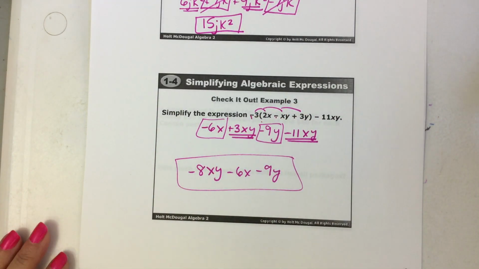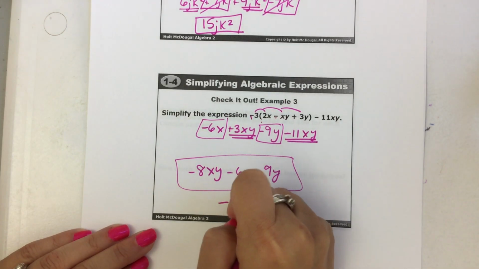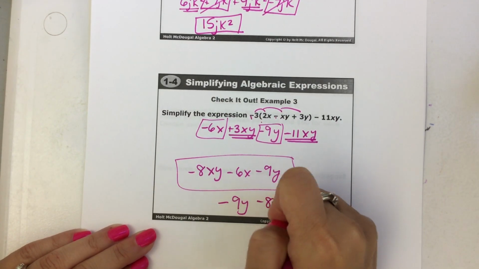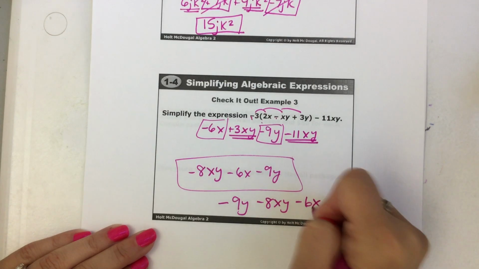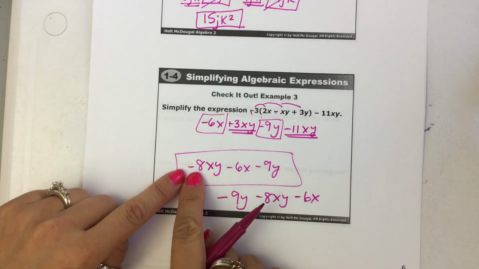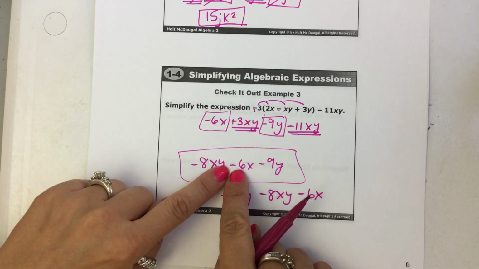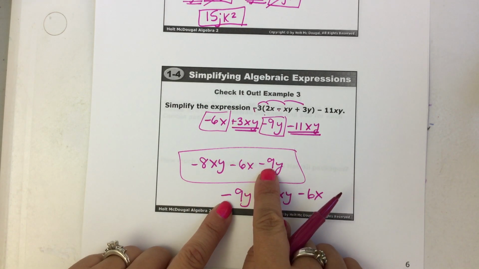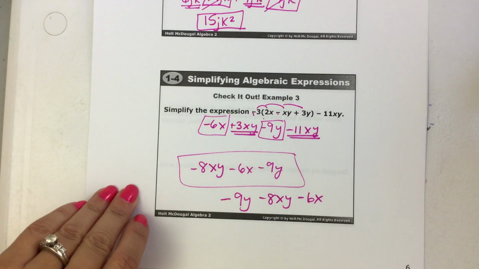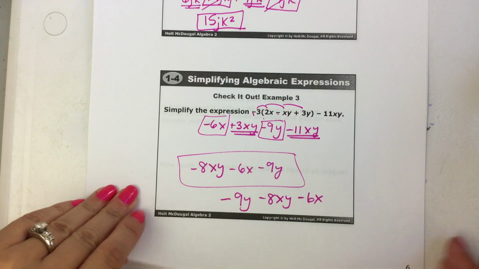It does not matter the order that you wrote this. So if you put negative 9y minus 8xy minus 6x, you're still correct. As long as you have a negative 8 in front of the xy, a negative 6 in front of the x, and a negative 9 in front of the y. The order that you write these is not important at this time.